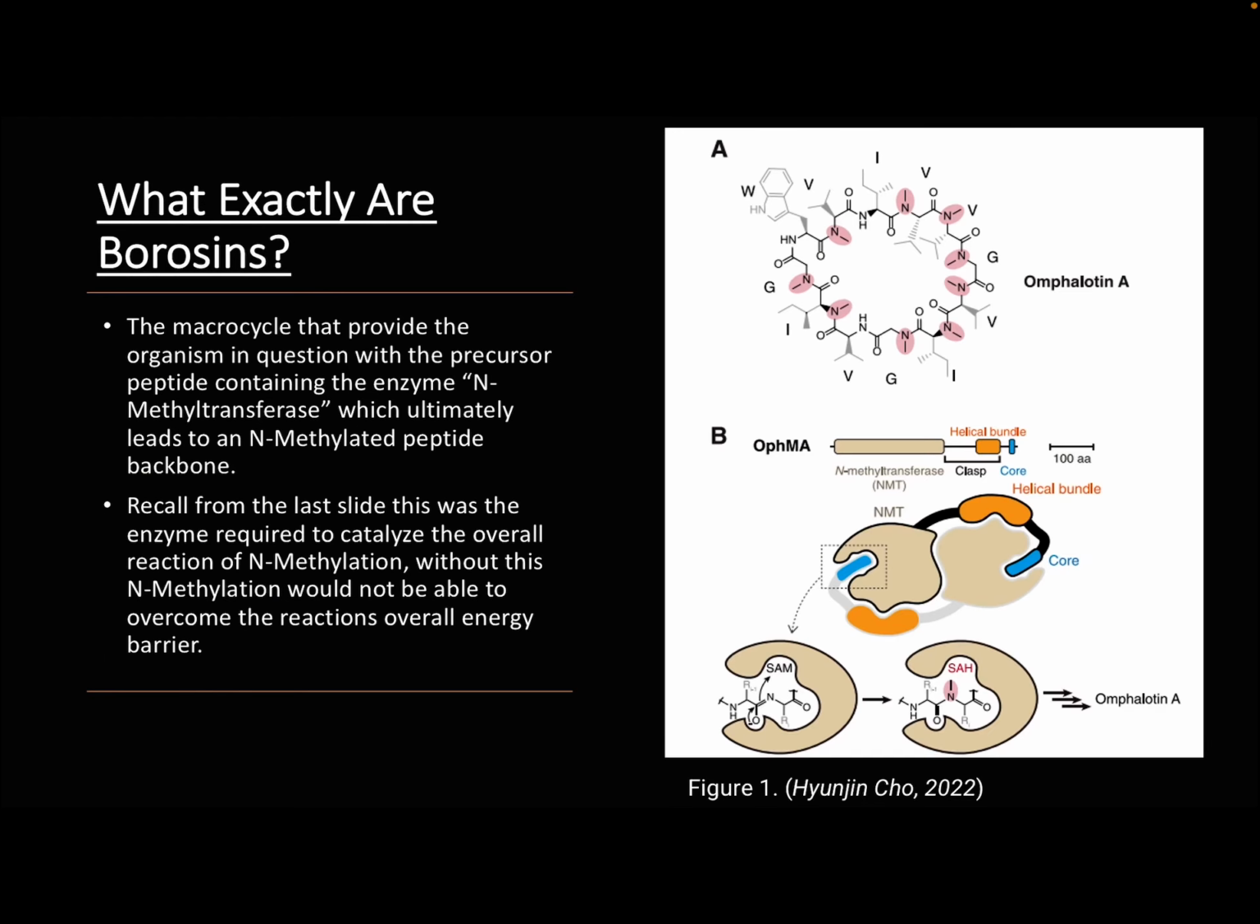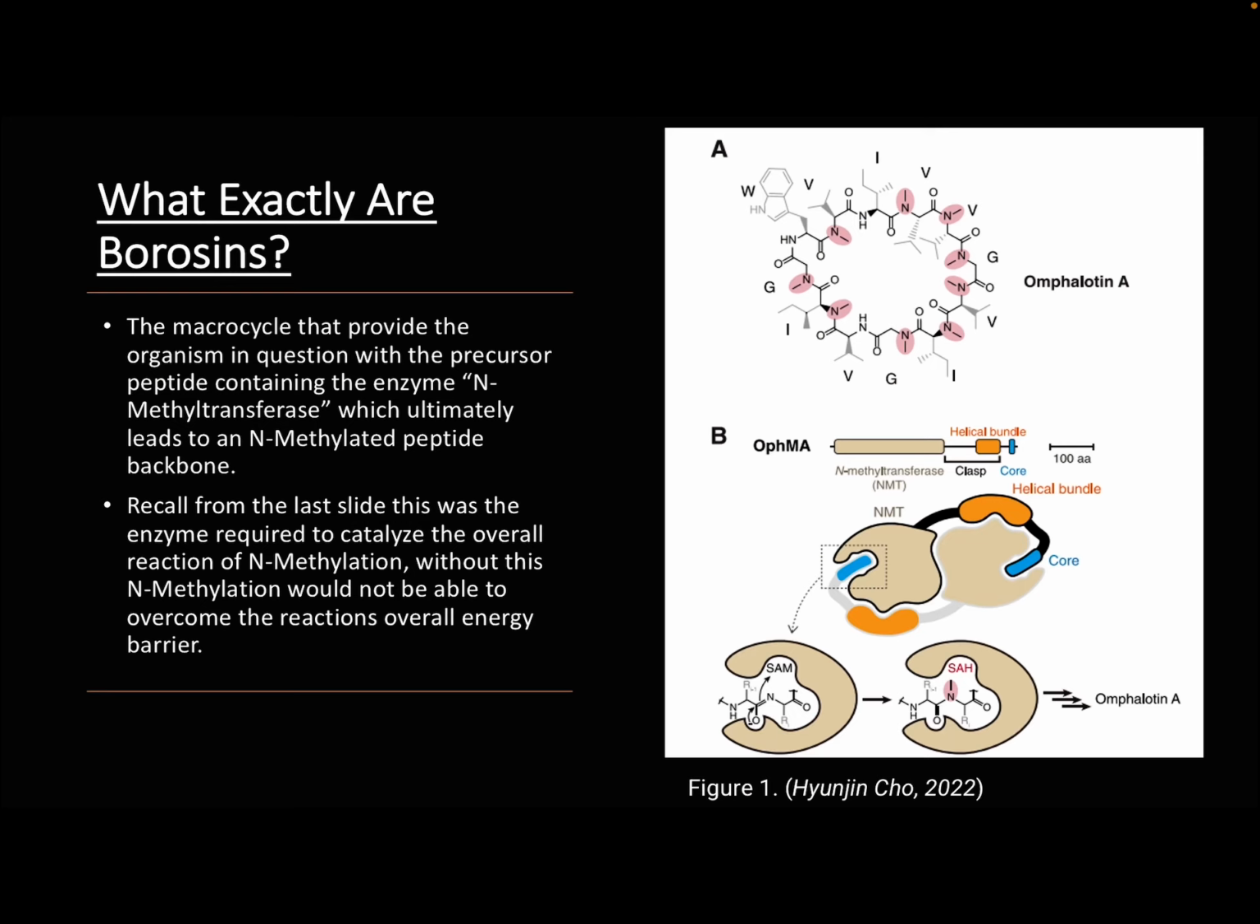Now that you understand the N-methylation aspect of this article, let's take a look at what borosins are. So borosins are technically peptide macrocycles that are produced from peptide precursors that possess the enzyme N-methyltransferase. Now, if you remember from the mechanism I showed in the previous slide, this enzyme catalyzes the overall reaction regarding N-methylation. Without this enzyme, an organism would not be able to efficiently methylate the amides present on their peptide chain backbones due to the energy barrier for this reaction being far too high.